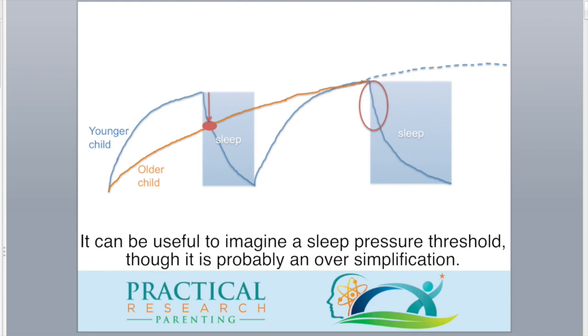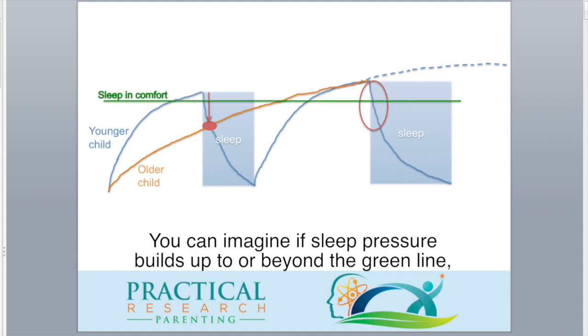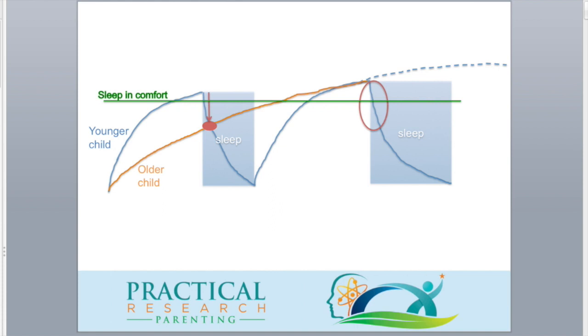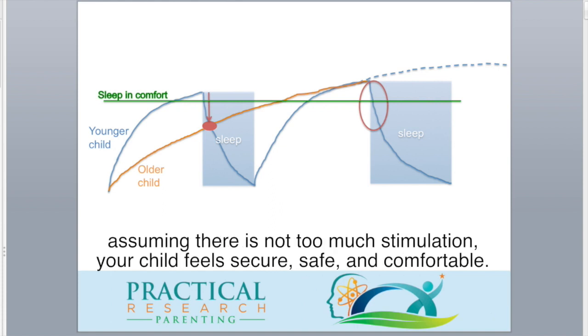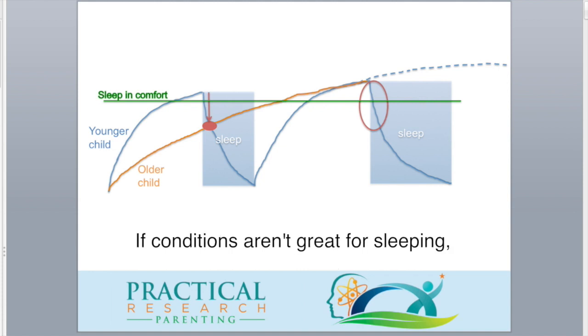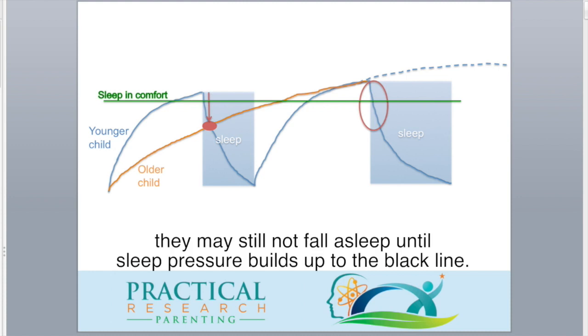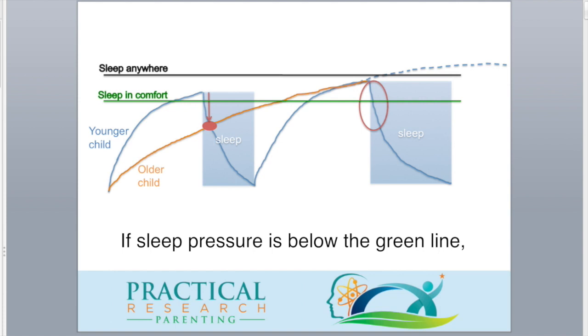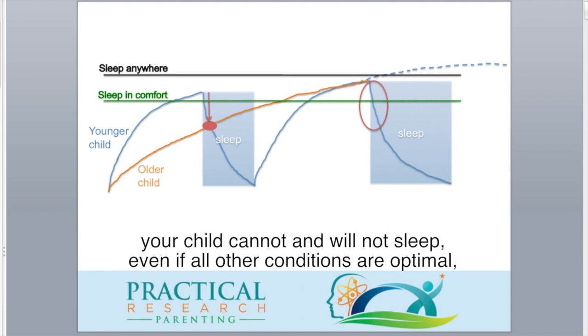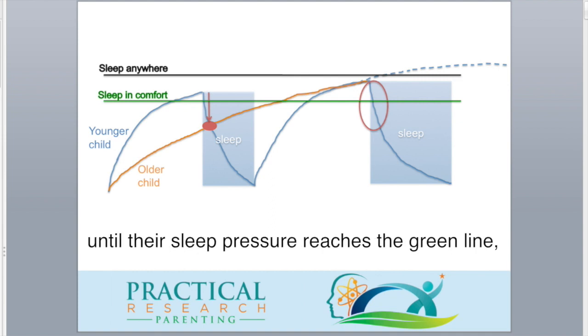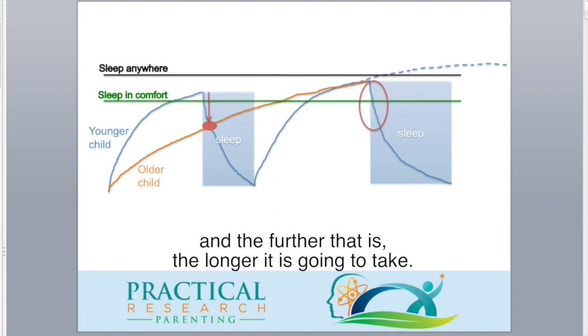It can be useful to imagine a sleep pressure threshold, though it's probably an oversimplification. You can imagine if sleep pressure builds up to or beyond the green line, there is adequate sleep pressure to sleep, assuming there's not too much stimulation, your child feels secure, safe and comfortable. If conditions aren't great for sleeping, they may still not fall asleep until sleep pressure builds up to the black line. If sleep pressure is below the green line, your child cannot and will not sleep, even if all other conditions are optimal, until their sleep pressure reaches that green line. And the further that is, the longer it's going to take.